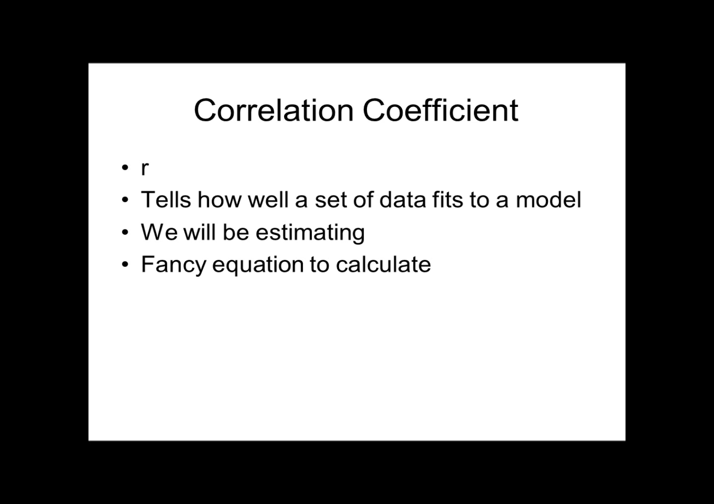Our correlation coefficient, we use the letter R, tells how well a set of data fits to a model. We'll be estimating it even though there's fancy ways to calculate this true value. Now, that R value is going to be between 1 and negative 1. An R that's equal to 1 means that the data has a positive correlation, and we can draw a perfectly straight line that goes through all of the data points perfectly. A correlation value of negative 1 means that the data has a negative correlation, and we can draw a straight line that goes through all data points perfectly.